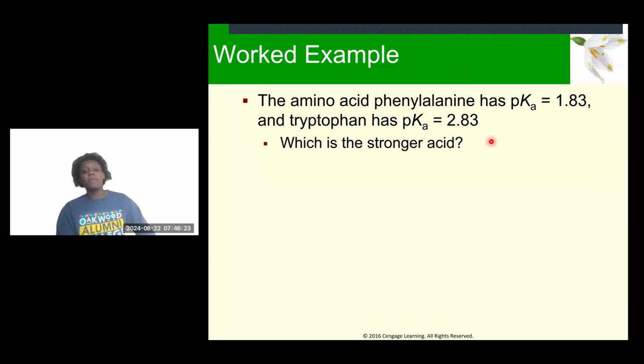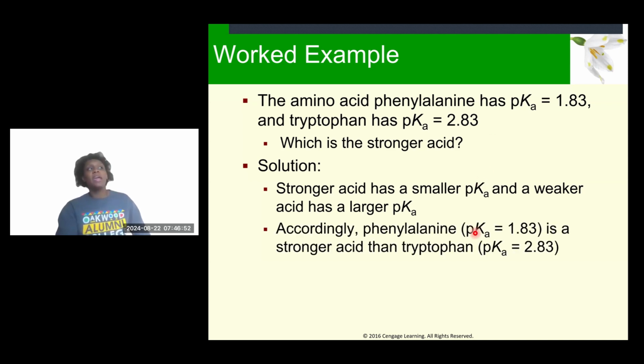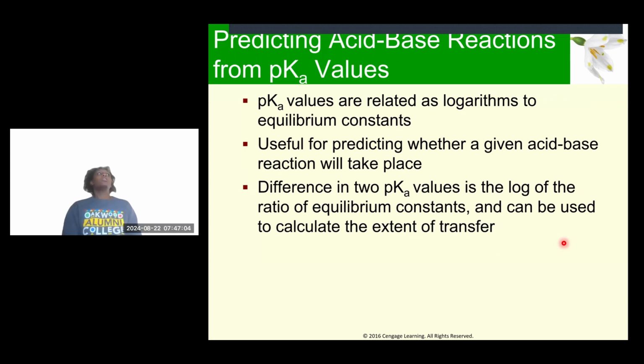So now let's do this problem here. The amino acid phenylalanine has a pKa of 1.83, and tryptophan has a pKa of 2.83. Which is the stronger acid? Well, the stronger acid, if you remember, has a smaller pKa, and the weaker acid has a larger pKa. Therefore, according to their pKa's, phenylalanine, which has a pKa of 1.83, is a stronger acid than tryptophan.